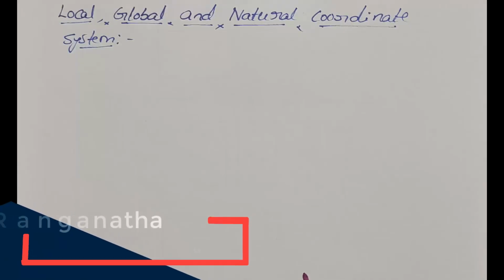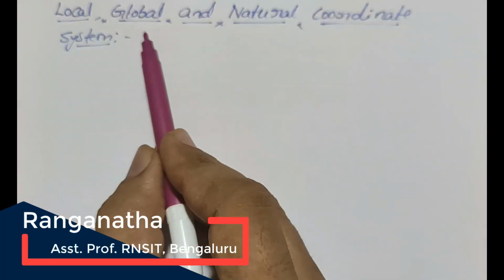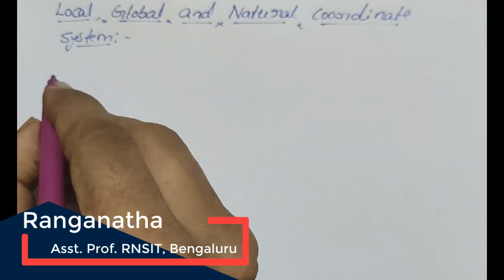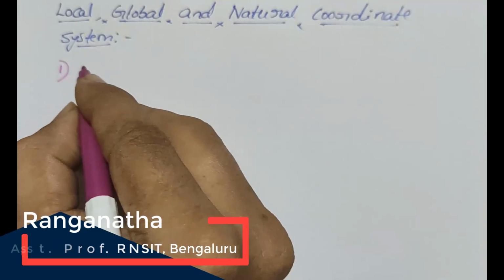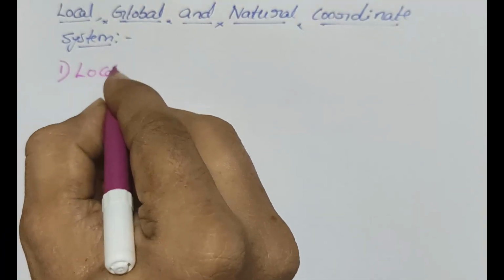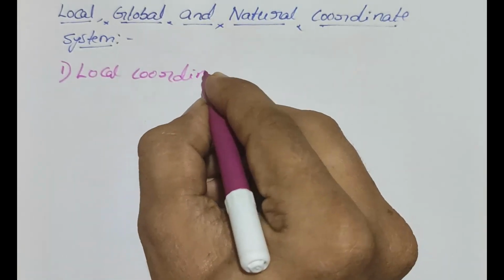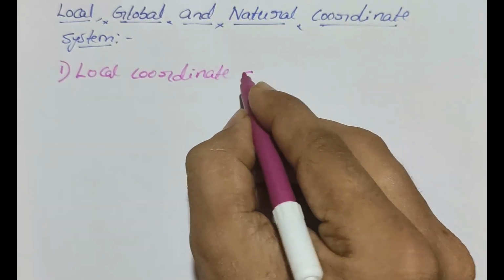Today we will see local, global and natural coordinate system. The first one is local coordinate system.